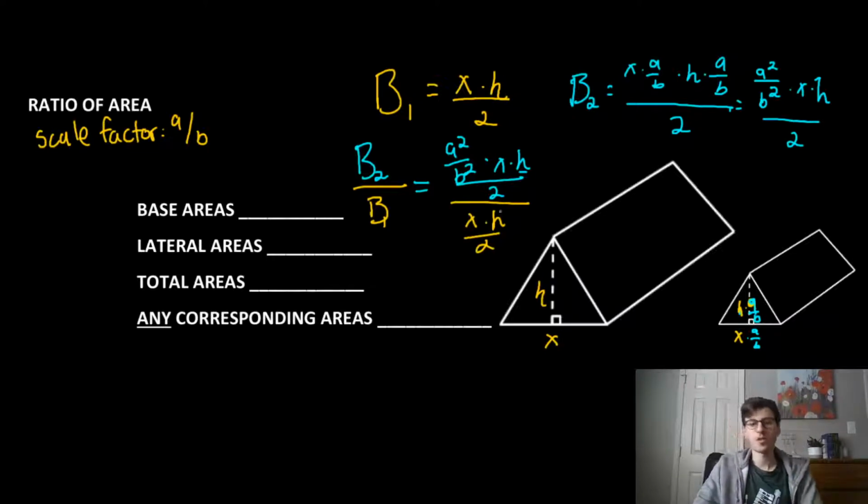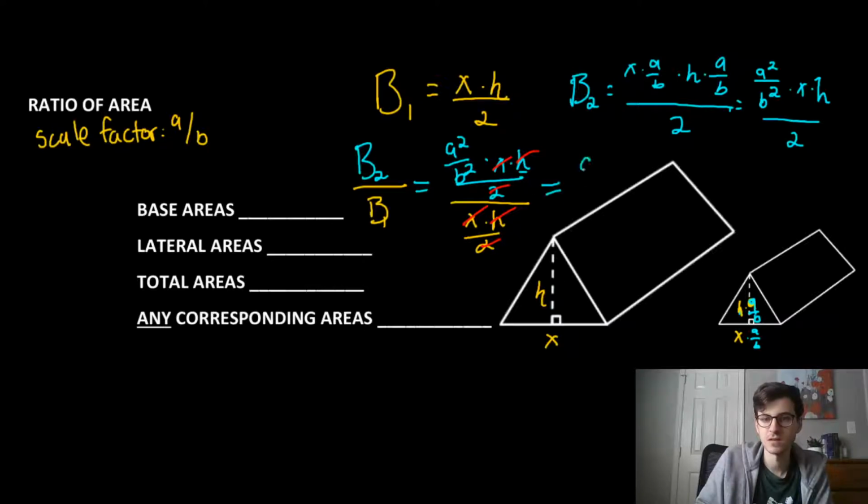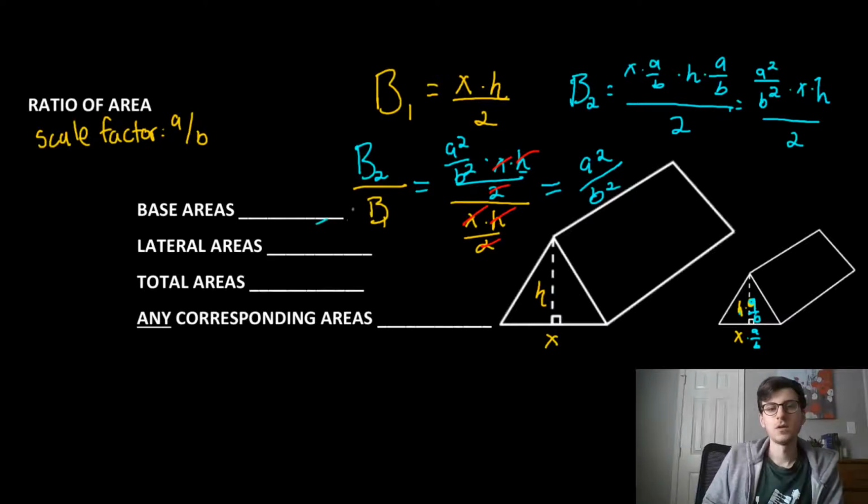Now, if you go through all the math, the x's cancel out, the h's cancel out, and the 2's cancel out. So then the scale factor between these two bases is a squared over b squared. So the base areas then have a scale factor of a squared over b squared.